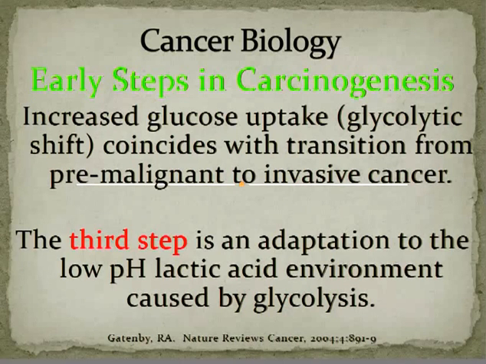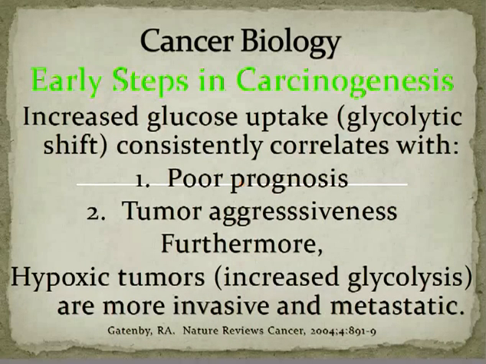Turns out increased glucose uptake coincides with this transition from pre-malignant to invasive cancer. And then the third step is an adaptation to the low pH lactic acid environment caused by glycolysis. You've heard people talk about acid environments and trying to alkalinize yourself for treatment of cancer. And this is the root of that. There's really kind of a fourth step in here. You've got to be able to turn on the vasculature to make new blood vessels so that you can supply some oxygen to the rapidly dividing cells.